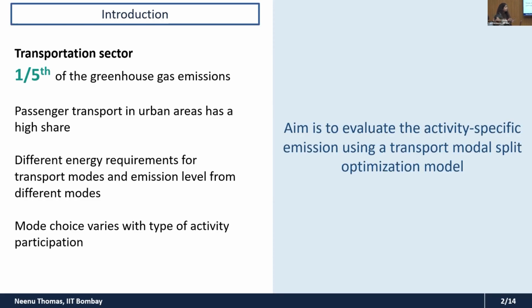In daily life, we do multiple types of activities. Let's say work, we might be doing grocery shopping or a recreational activity. So the mode choices vary for this kind of activity participation, and the emission also varies for such activity participation. So we are trying to evaluate the activity specific emission using a transport model split optimization model. So go to the model.